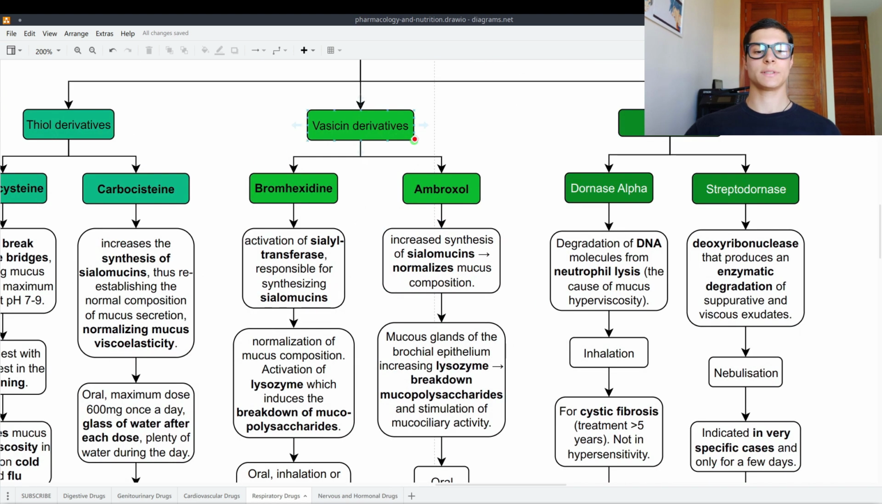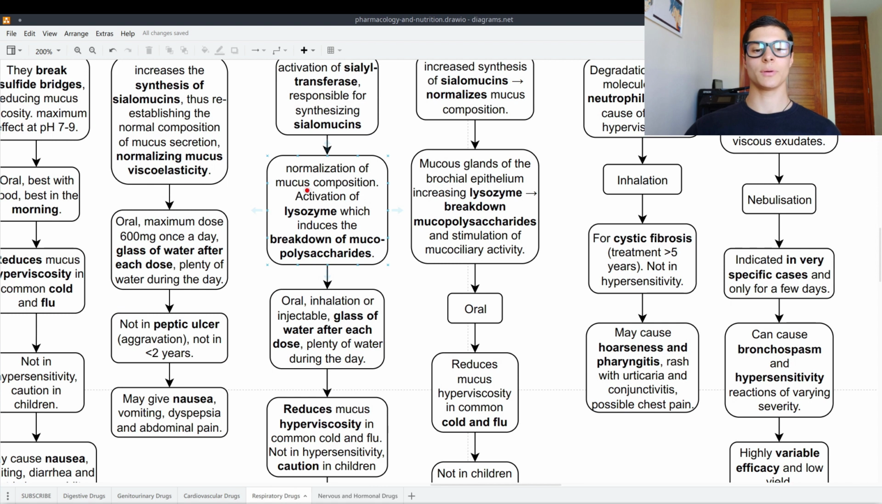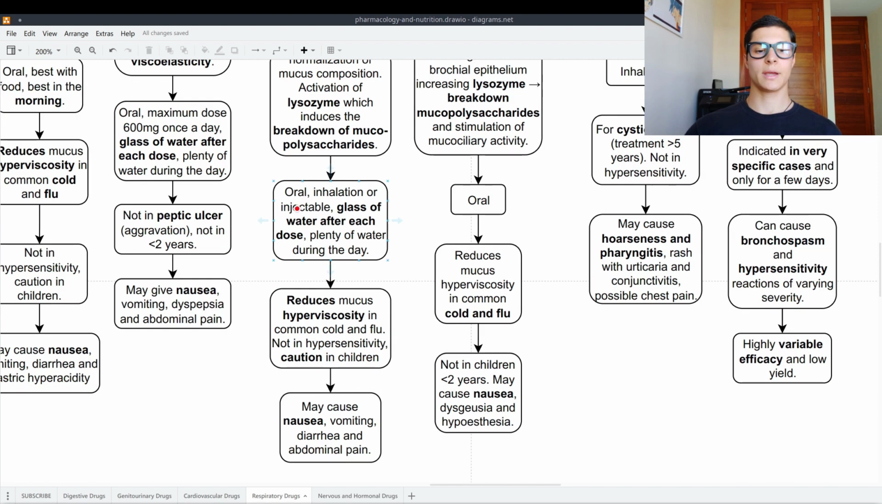Then the vasicine derivatives. We have the bromhexine and the ambroxol. With the bromhexine there is an activation of sialyl transferase responsible for synthesizing sialomucins, as in the carbocysteine for example. And this will give a normalization of the mucus composition. There is also an activation of lysozyme, which induces the breakdown of mucopolysaccharides.